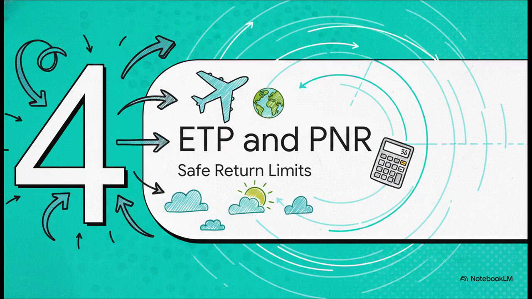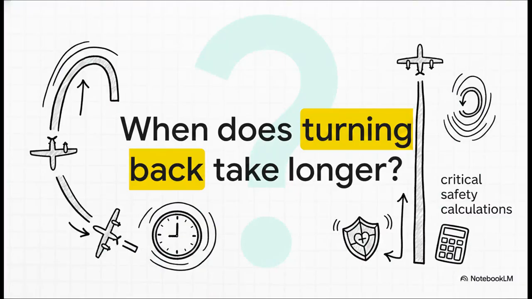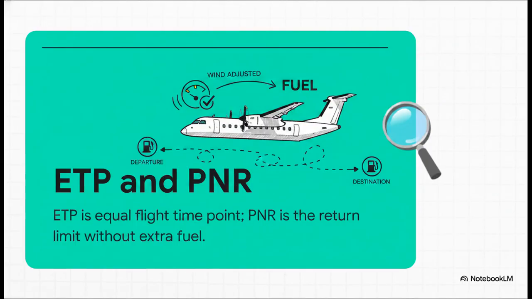That brings us smoothly to Section 4, Understanding ETP and PNR. The absolutely crucial point here is understanding how we calculate safe return limits during a flight. Think about this for a second. How does the aircraft actually know when turning back takes longer than just pushing forward? It's a simple question, right? But it shifts us from general performance data into absolutely critical safety calculations. Let's define exactly how the FMS answers that question using the performance menu page.